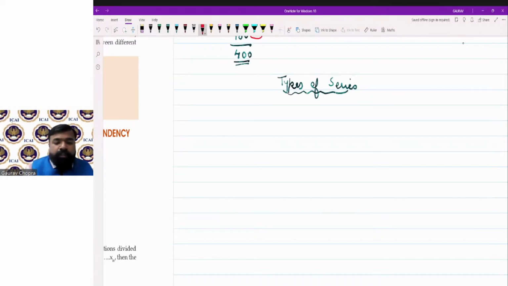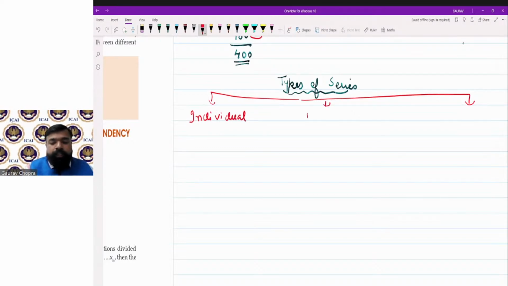We can divide series into three parts. First one is known as individual series. Second is known as discrete series. And third one is continuous series. Now, what are the characteristics of all these three? Individual series is a series which is having only variable.